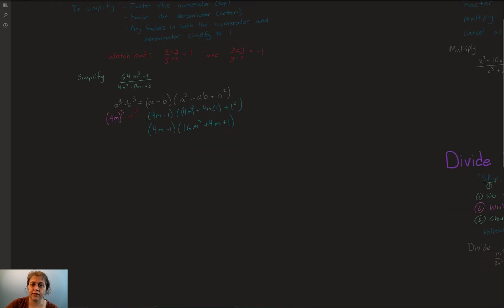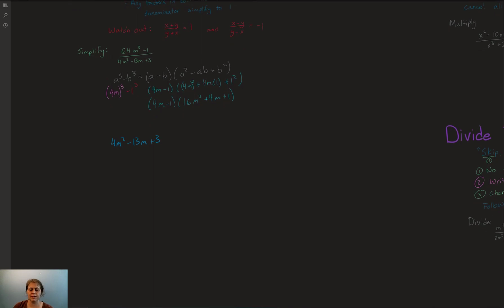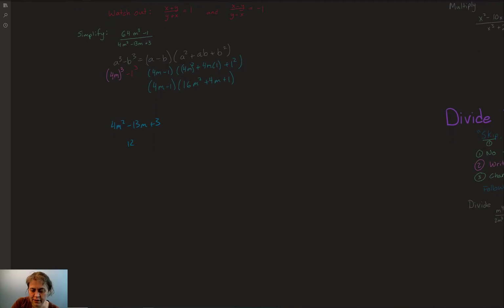Blah, blah, blah. Let's do the denominator. Let's do it in darker blue. So let's see, we have 4m squared minus 13m plus 3. We're going to factor the quadratic. I'm going to stick with a more traditional method rather than doing the slip and slide. I'm looking for something that multiplies to 12 and adds to -13. That would be a -1 and a -12. So that means I'm going to have 4m squared minus 1m minus 12m plus 3.